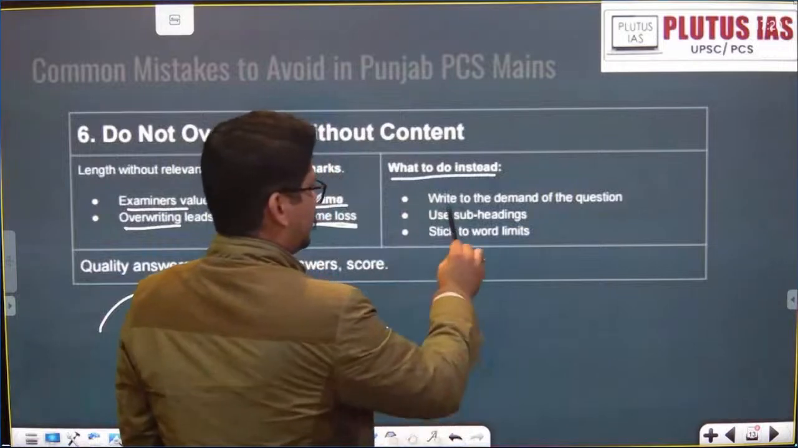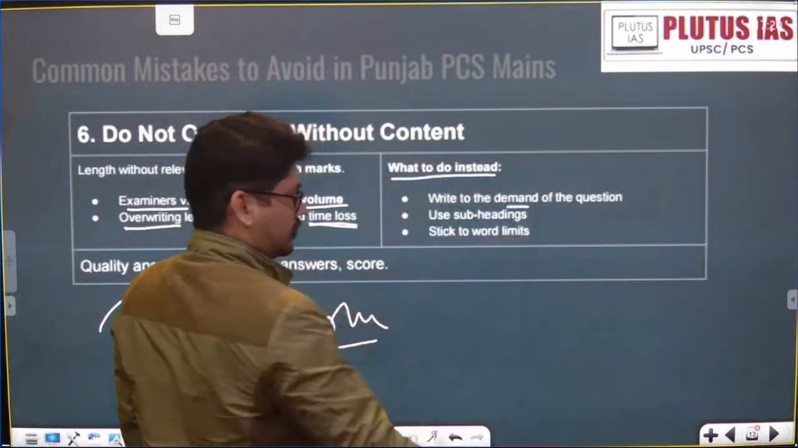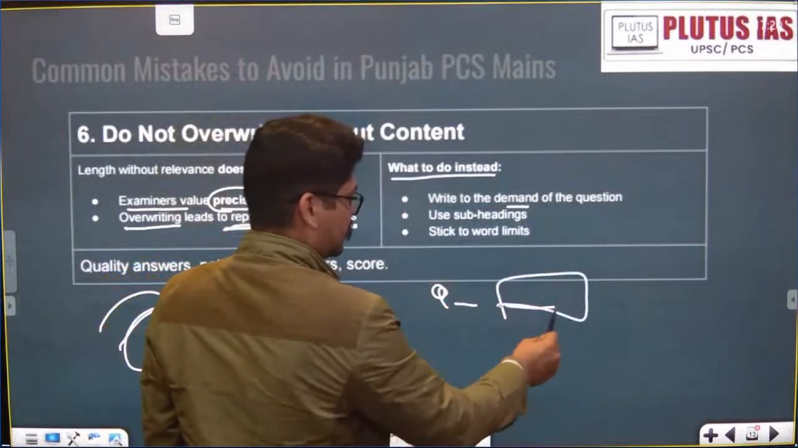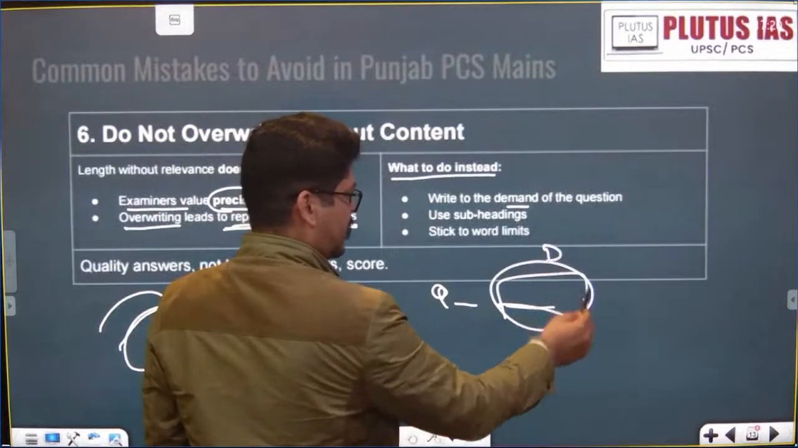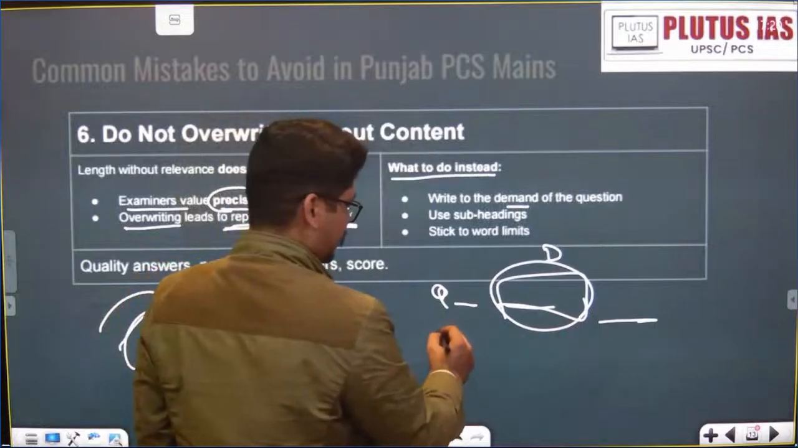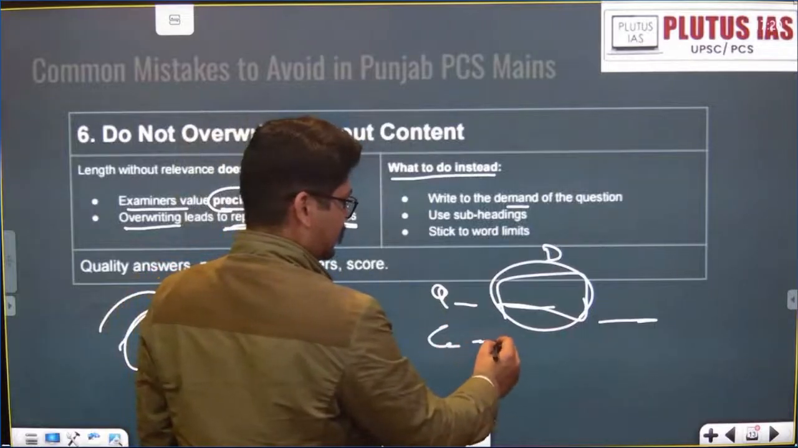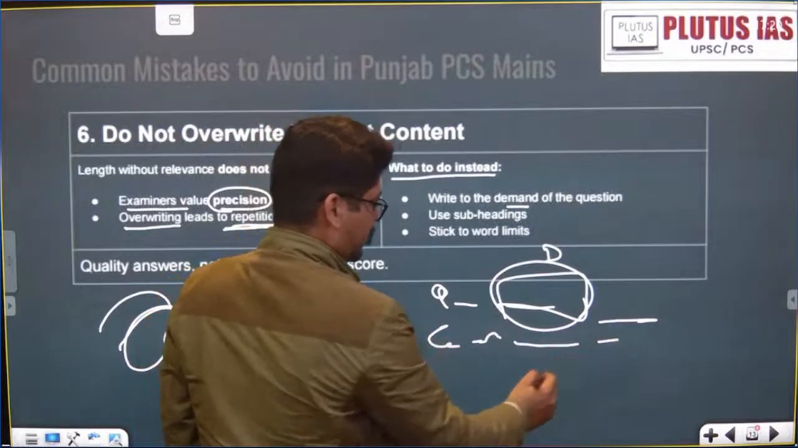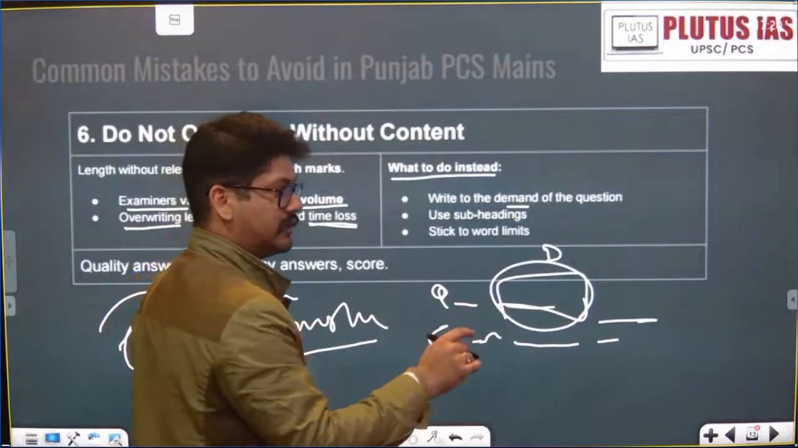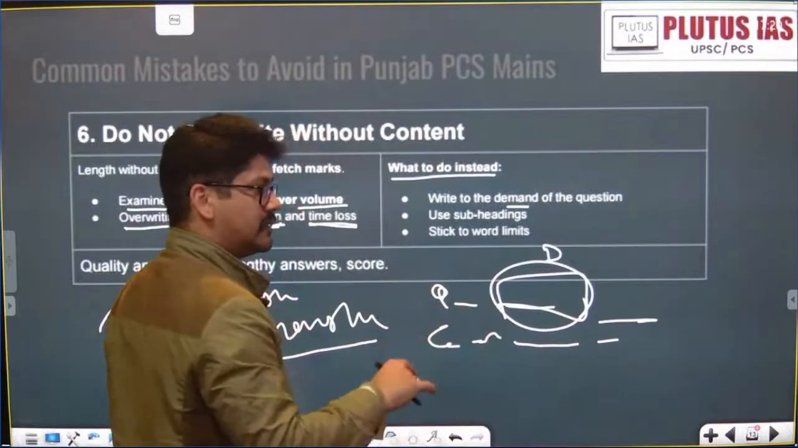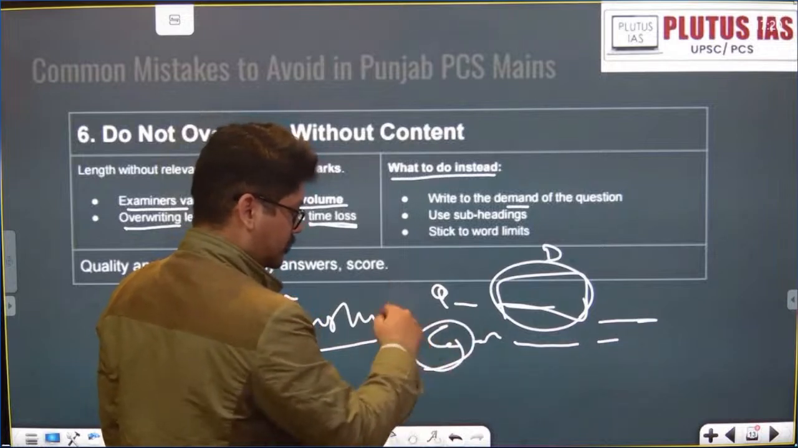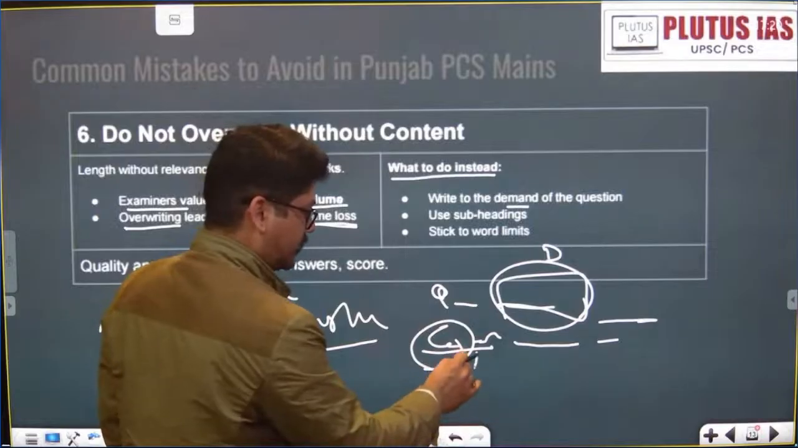What to do instead? Write to the demand of the question. What I used to do: the question is written like this, mark it on the question itself, make a box, make a circle, write the demand there. Then first of all, identify the theme of the question. Whatever is written, for example, Gandhi could avoid Chauri Chaura, what? So what is the theme in this? Theme is non-violence. Gandhi avoided Chauri Chaura. The theme is non-violence. And what is the demand of the question? Why he did. Circle that thing. What is the demand? Right there, demand 1, demand 2.